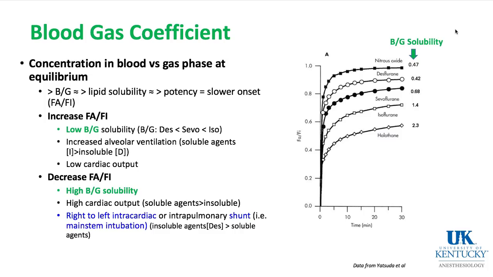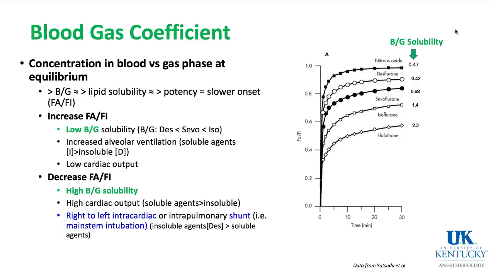And if we ventilate the patient rapidly to try to speed the onset, the soluble agents tend to be affected more than the insoluble agents. A low cardiac output increases the FA over FI, and things that decrease the onset of the anesthetic state, things like a high blood gas solubility, halothane and iso are slower onset than Des and Sevo.